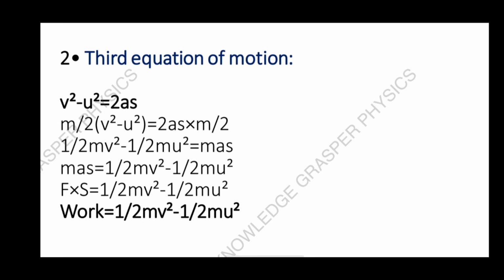So we multiply by m by 2 on both sides. So m by 2 into v square minus u square equals 2as into m by 2. We will do this derivation and we will get the final answer as work equals half mv square minus half mu square. Take a minute to look at this derivation.